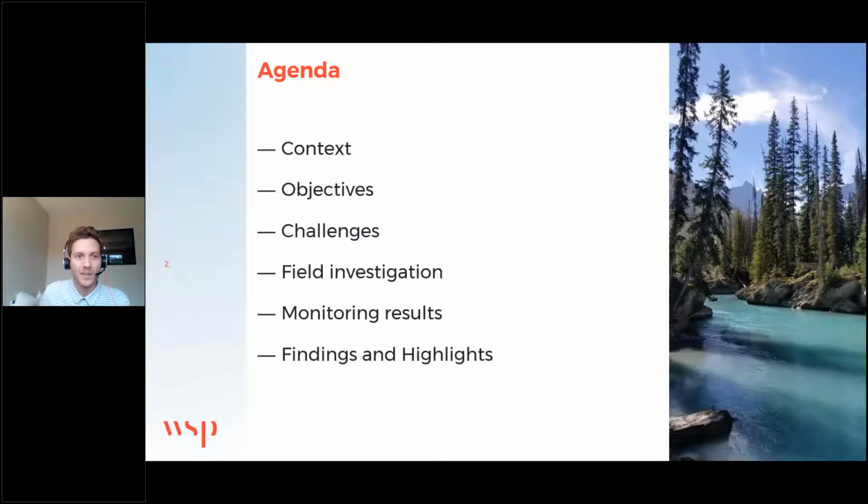So here it goes. Today we'll cover the context of the study, the main objectives, the main challenges we faced during the project, the field investigation we completed to address those challenges. I'll share with you the main monitoring results, and finally I'll share the findings and the highlights of the study.